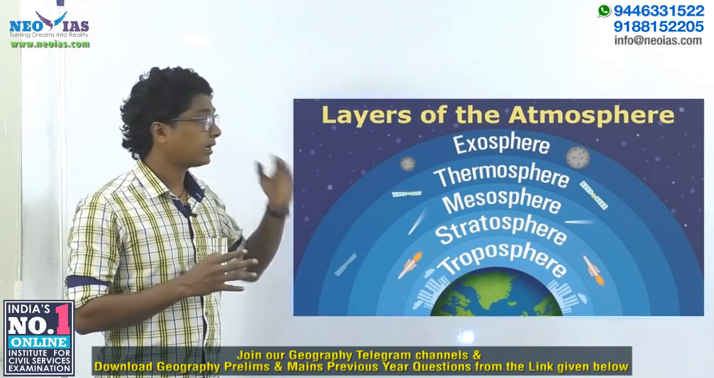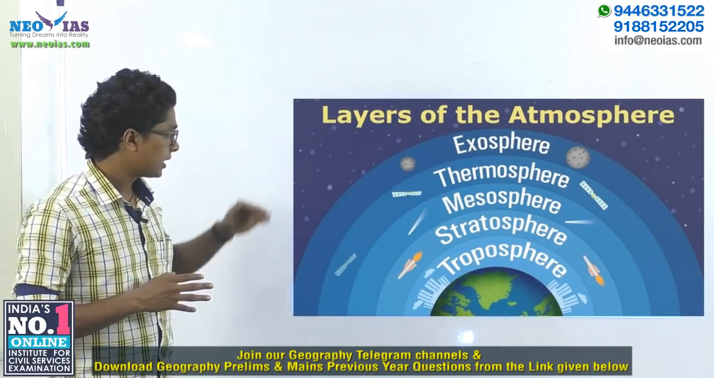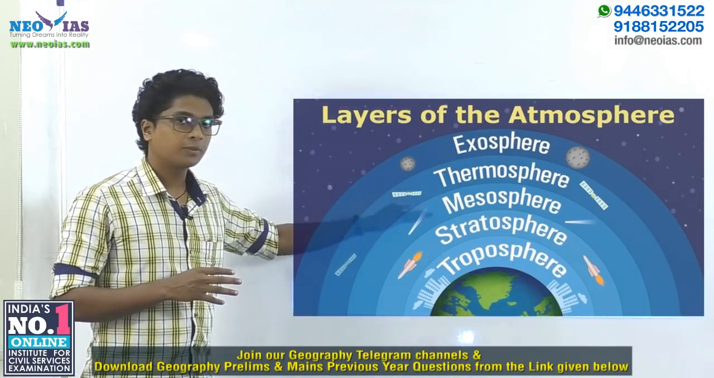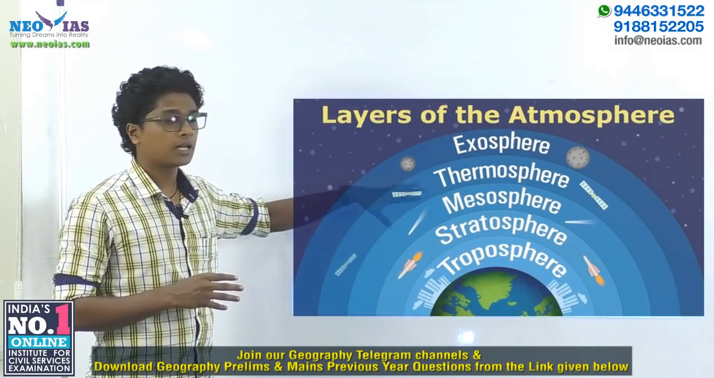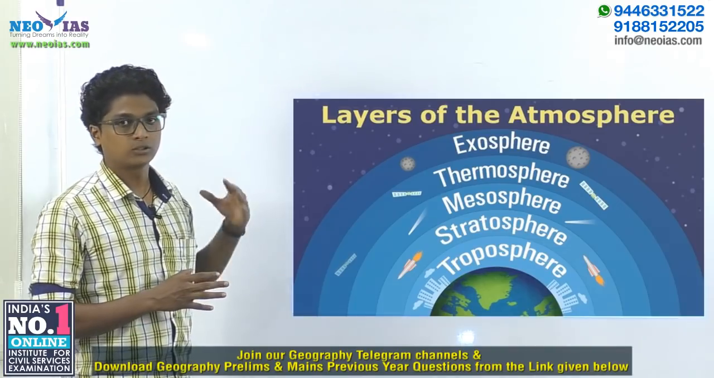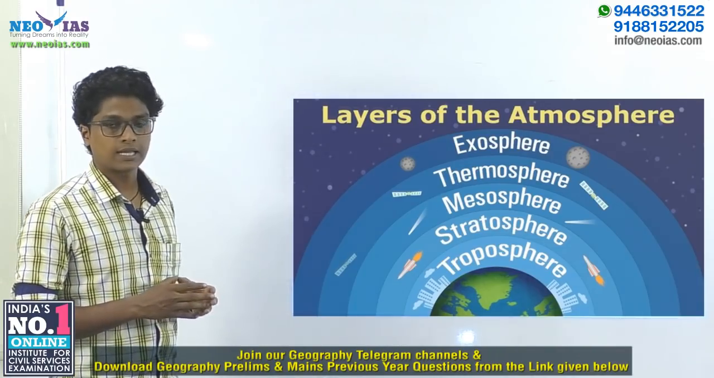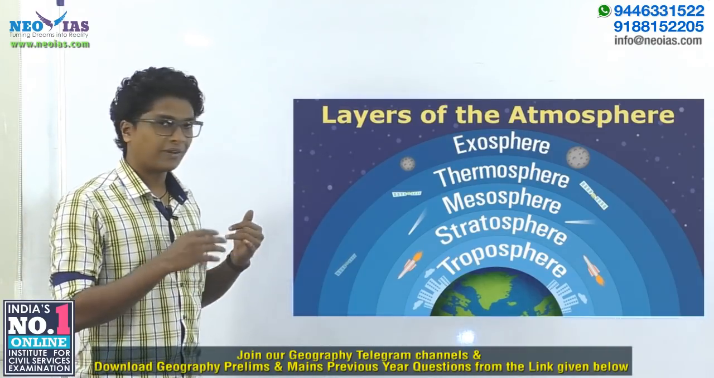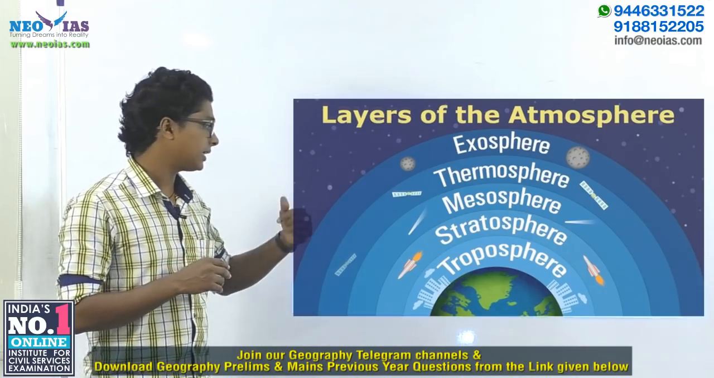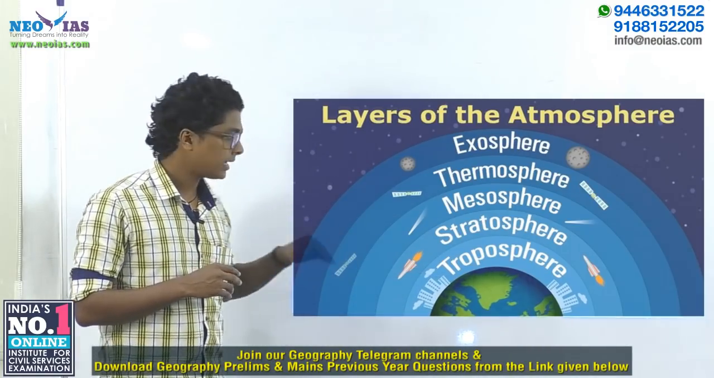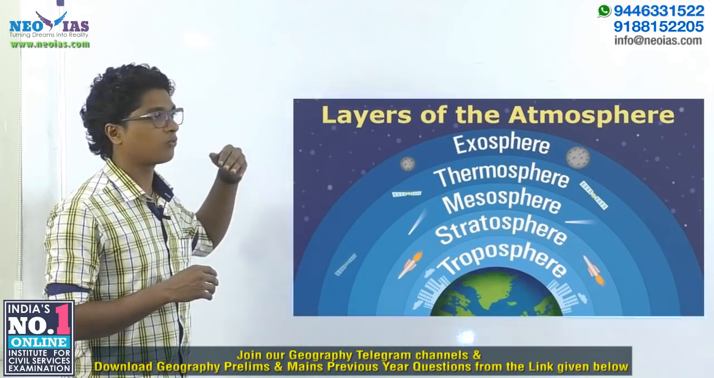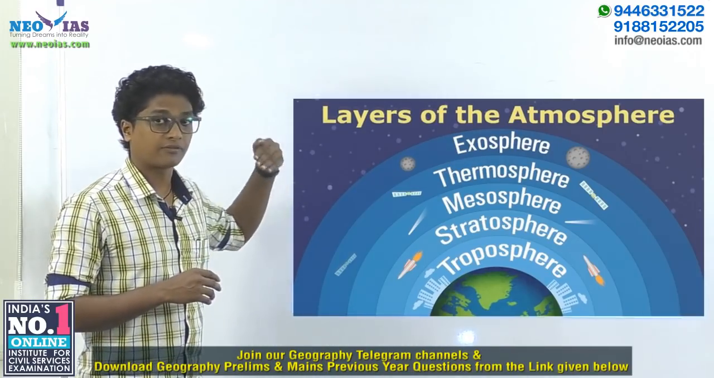First of all, let's start with the layers of the atmosphere. The troposphere, stratosphere, mesosphere, thermosphere, and the outermost layer, which is exosphere. These are the atmospheric layers. And among these layers, the weather events, climatic phenomena, everything takes place in troposphere, right? The upper part of the troposphere is where the jet aeroplanes are flying.